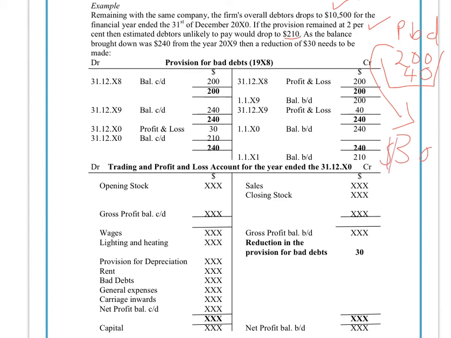The way in which we do that is we reduce the amount that has been brought down. So when you look at last year, we had a provision of 40, 200 from the previous year, which gave us a balance brought down to 240. How can I reduce this to 210? Well, I simply make a debit entry in my provision for bad debts account and a credit entry in my profit and loss account. And that then leaves me with a balance carried down of the correct figure of 210. And that's the figure that we would then put into our balance sheet.